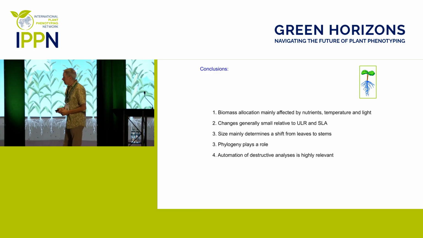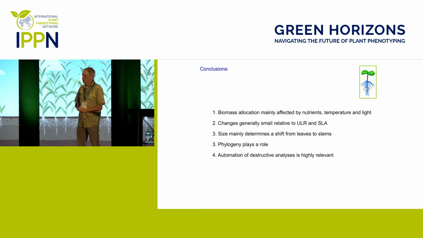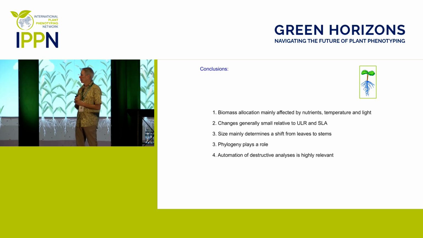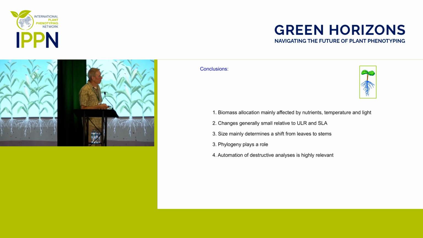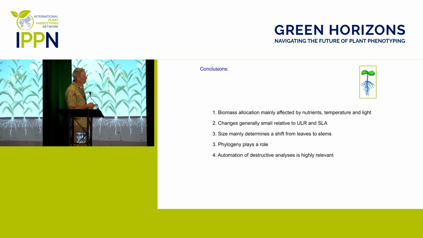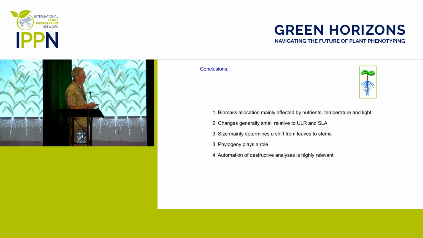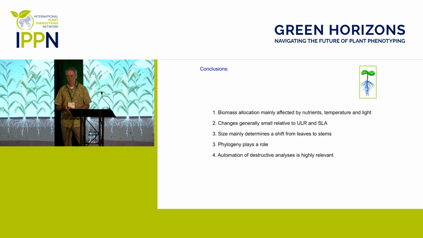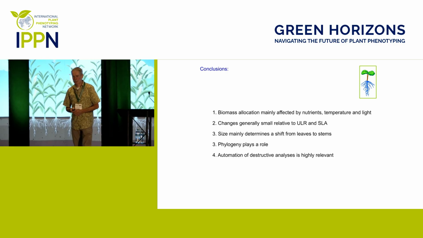Okay, that was basically it. My conclusions are: biomass allocation is mainly affected by nutrients, temperature, and light, and not so much by any of the other factors. But the changes, except for nutrients, are generally small relative to the unit leaf rate changes and specific leaf area changes. The type 2 phenotypes are correct that size has an effect on allocation, and basically this is a shift from leaves to stems, and not so much the roots which play a role. Phylogeny plays a role, and I think descriptive analyses are still very relevant for our understanding of the plants. Thank you so much.